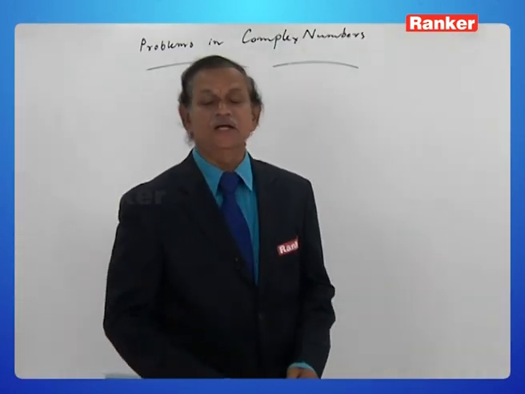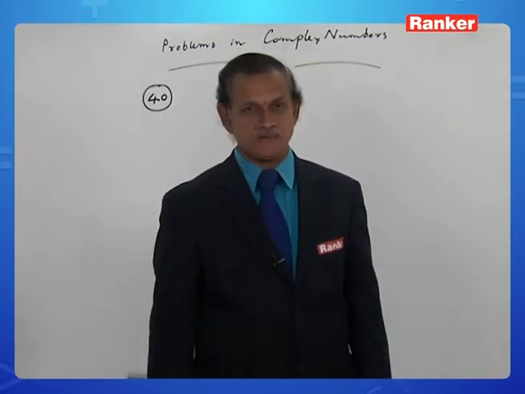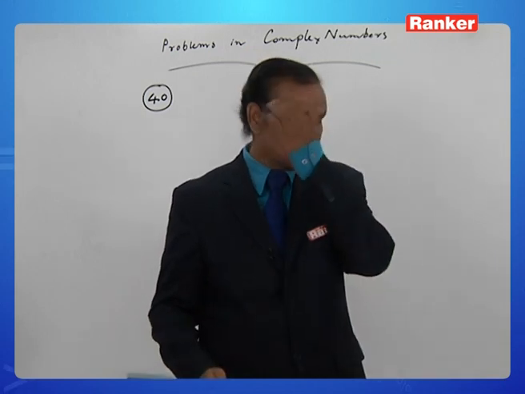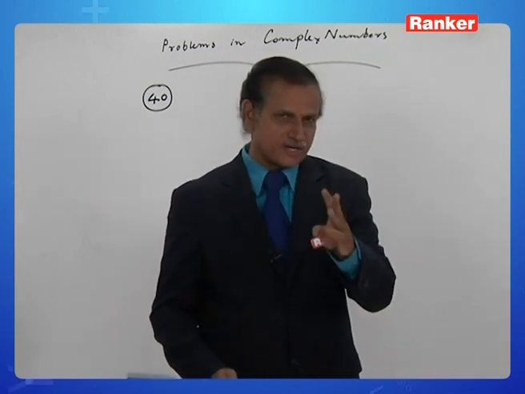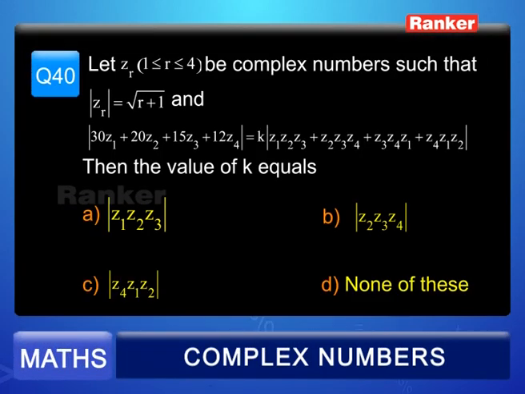The next question is question number 40. In this question, we have been given a set of four complex numbers, Z1, Z2, Z3 and Z4. He is saying ZR, with 1 less than or equal to R less than or equal to 4, be complex numbers such that mod ZR is equal to root R plus 1. And modulus of 30 Z1 plus 20 Z2 plus 15 Z3 plus 12 Z4 is equal to K into modulus of Z1 Z2 Z3 plus Z2 Z3 Z4 plus Z3 Z4 Z1 plus Z4 Z1 Z2.